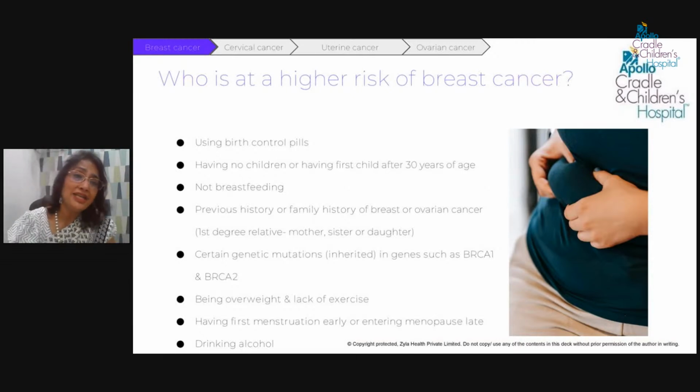Again, if there's a family history in your family, there is no pregnancy, or you have a late pregnancy, first pregnancy after 35, 36 years of age, late menopause, or you are on hormone therapy. And normally, when you are old, after 55, 56 years of age, the chances of malignant ovarian cancer increase. What are the early signs of ovarian cancer?